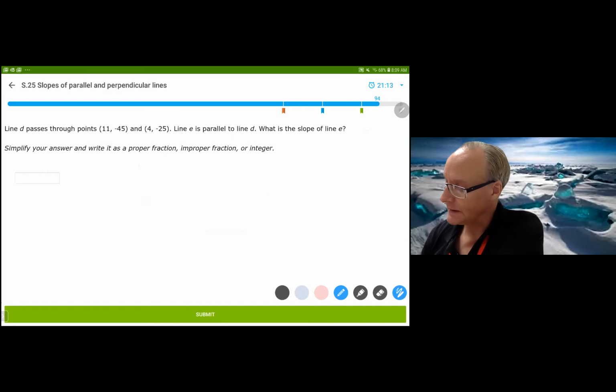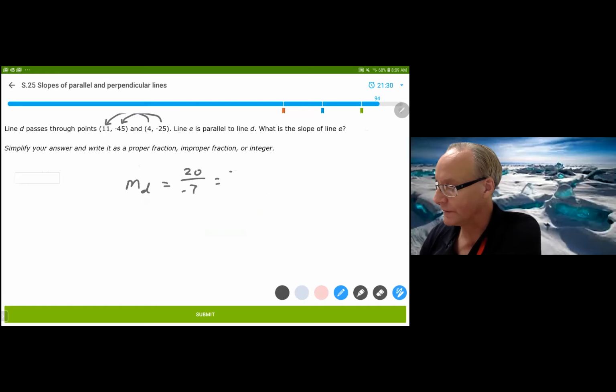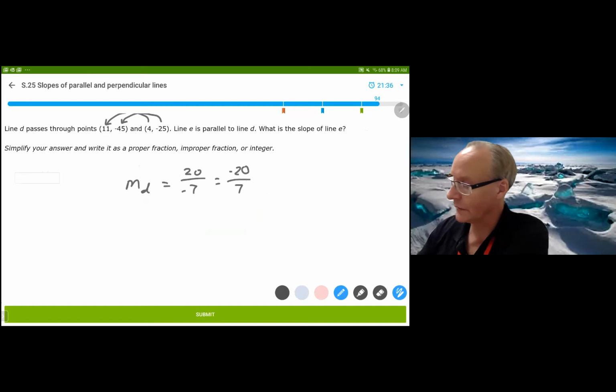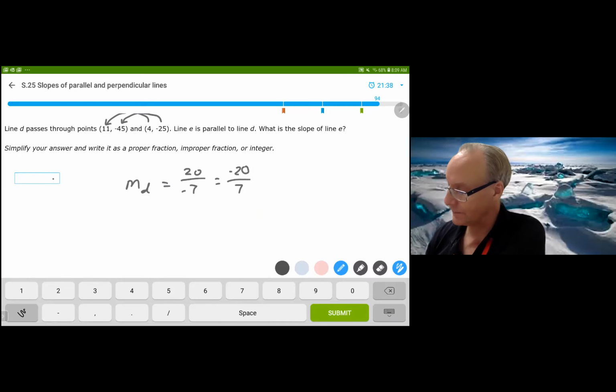All right, we've got line D. So we're looking at the slope of line D. And I'm going to go in this direction. That's going to be negative 25 plus 45, which is positive 20. And 4 minus 11 is negative 7. So I'm going to put it in the numerator. Okay. And E is parallel, so we want a parallel slope. It's negative 20 over 7.